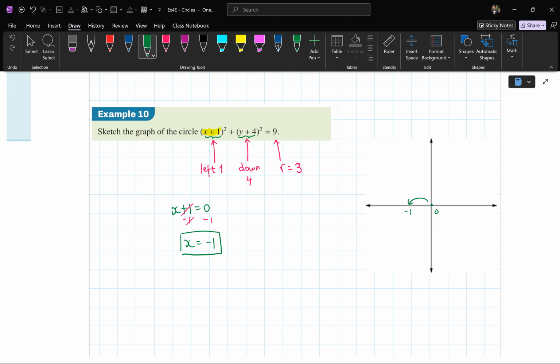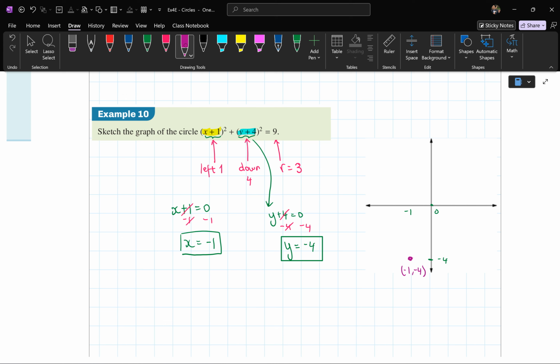Then same thing, how did I know it was down 4? This is affecting the y coordinates, so it's a vertical transformation. If I say let y plus 4 equal 0, forget about the square, it's what you're affecting with the y coordinates. If you solve for y, minus 4 on both sides, 4 cancels out, and y is equal to negative 4. By the same concept, starting at 0, negative 4 is down here. So that's a down 4. That tells me the center must be at negative 1 and negative 4. So left by 1, down by 4. That's my center with a radius of 3.